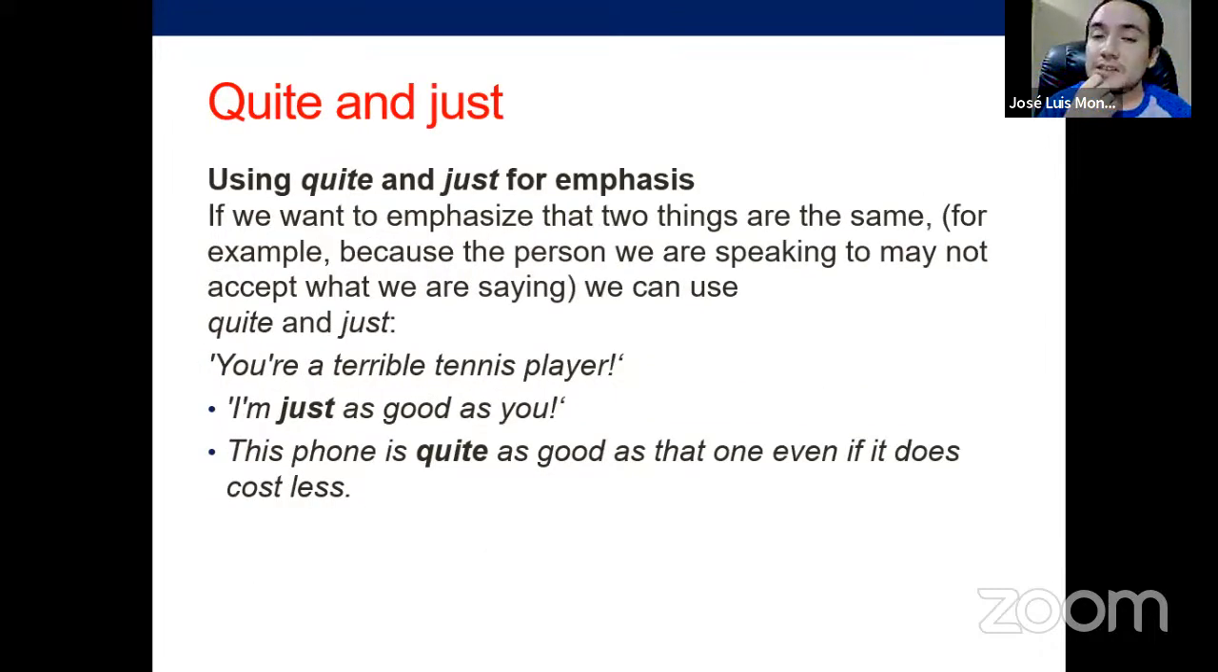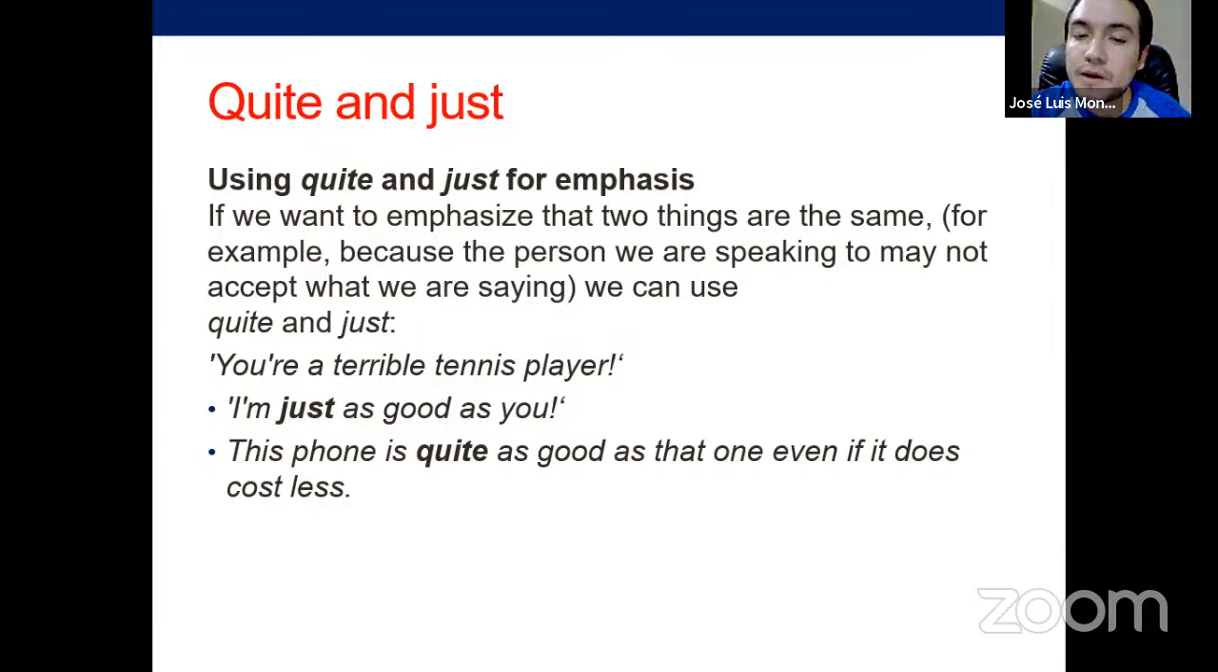Now, quite and just don't have a specific meaning. They are just used to add emphasis. So if we want to emphasize that two things are the same, for example, because the person we are speaking to may not accept what we are saying, we can use quite or just. You're a terrible tennis player. I'm just as good as you. So I'm as good as you, but as you're saying that I'm terrible, I'm saying that I'm just as good as you. I'm not saying that I'm better. I'm saying that we are the same, but I'm putting emphasis on that idea.